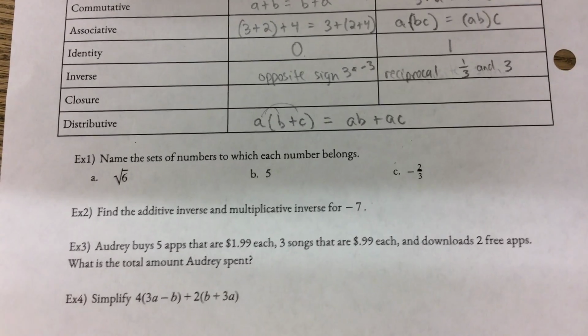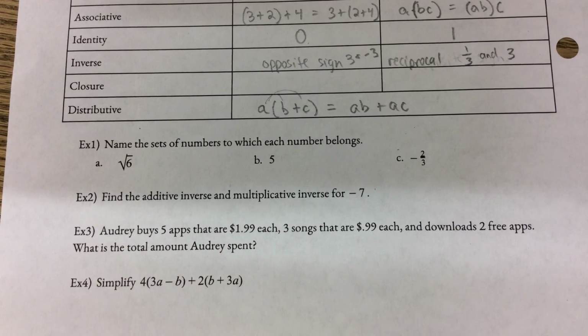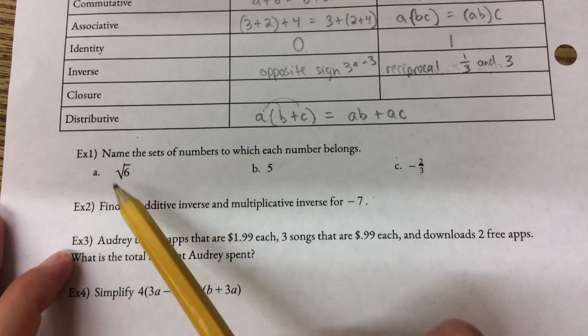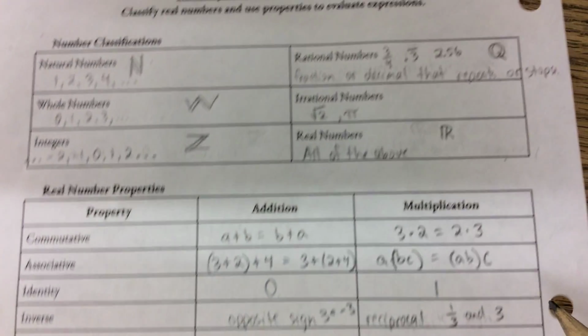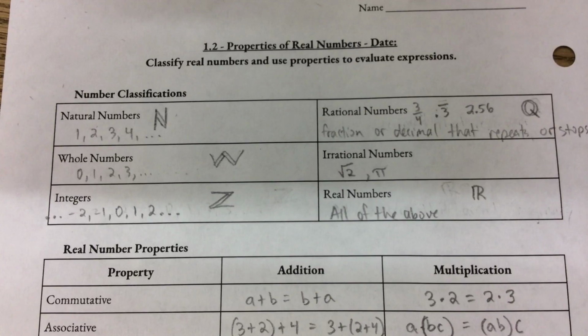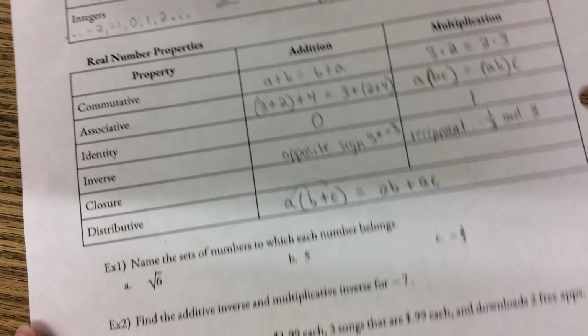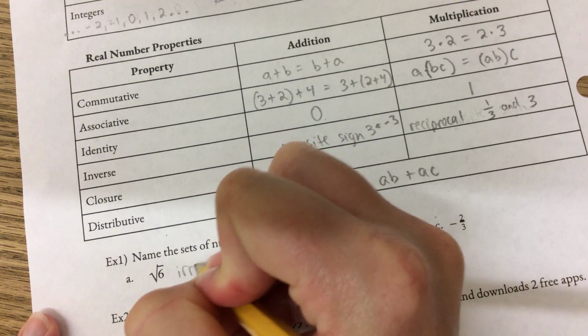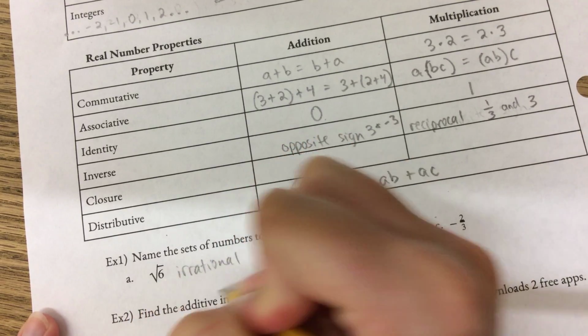Example 1, we have: name the sets of numbers that this number would belong to. So square root of 6, if I go up to this list, that would be an irrational number. And then all irrational numbers are real numbers. So I'm going to say irrational and real.